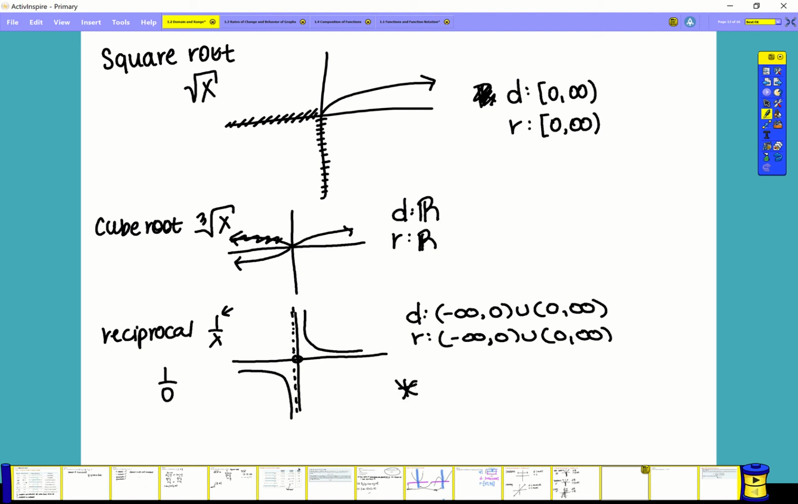Now as a little exercise on your own, it's not going to be due or anything. Determine the domain and range of 1 over x squared. That'll be fun.